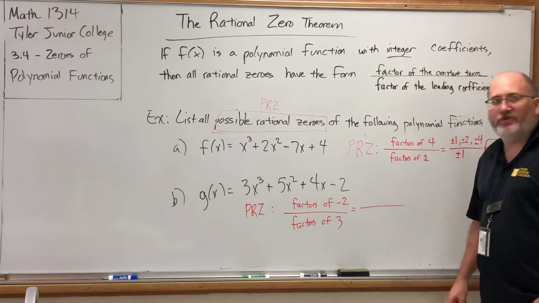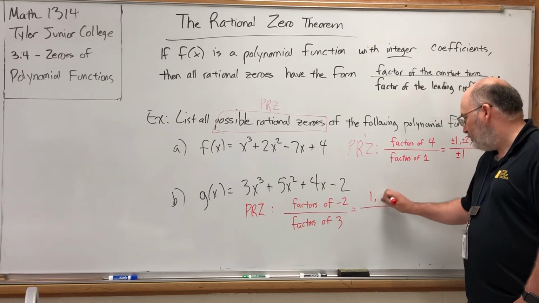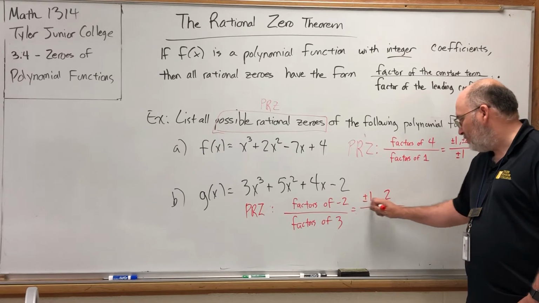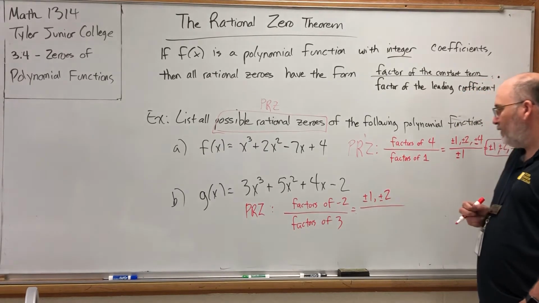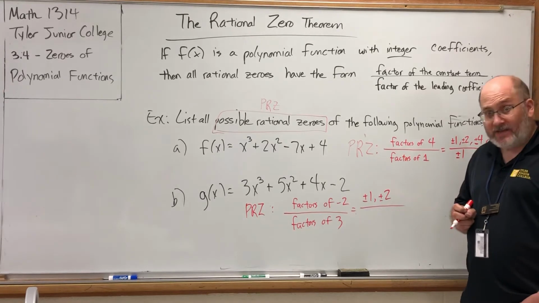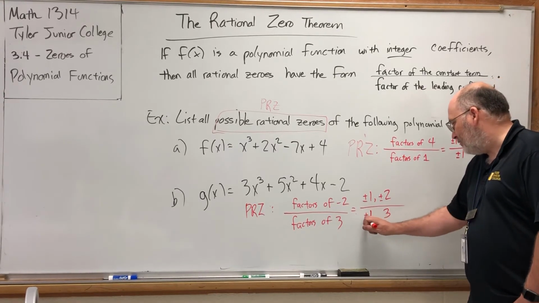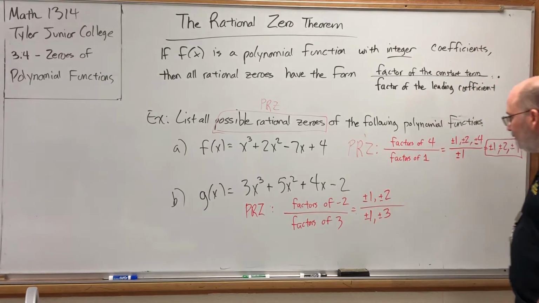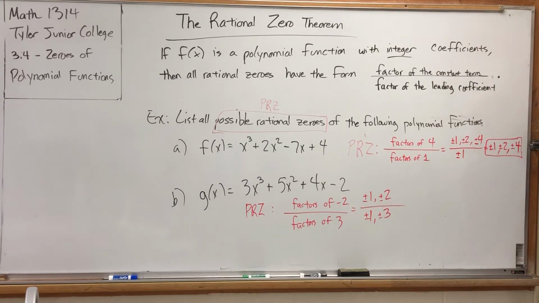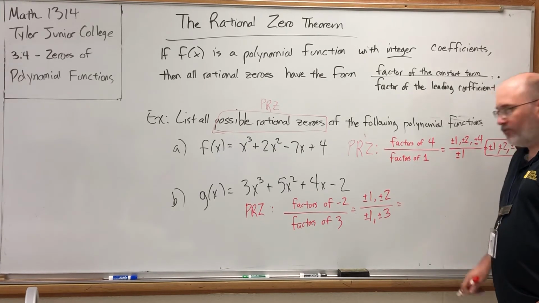So, what numbers will divide into -2 evenly? 1, 2, and their negatives. So plus or minus 1, plus or minus 2. And what numbers will divide into 3 evenly? 1, 3, and their negatives, so plus or minus 3. So unlike the previous list, we have multiple denominators, so we need to set up all of our possible ratios.